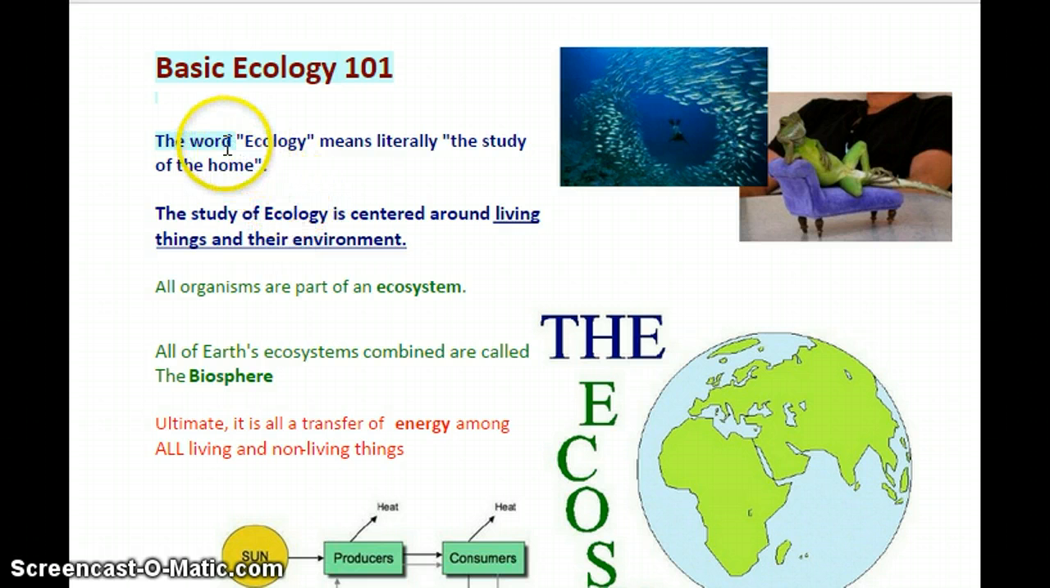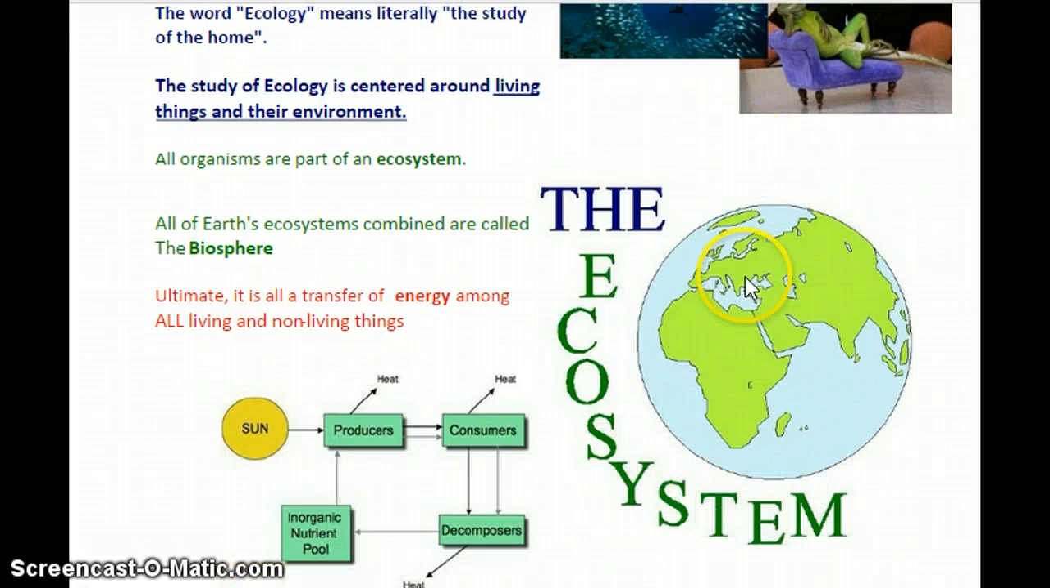Ecology is centered around living things and their environment. How living things interact with their environment is basically what ecologists look into. All organisms are part of what's called an ecosystem. An ecosystem is basically the living things and all of the non-living things that affect it and how they interact with each other. If we take all of the ecosystems on Earth and combine them, we have the biosphere.